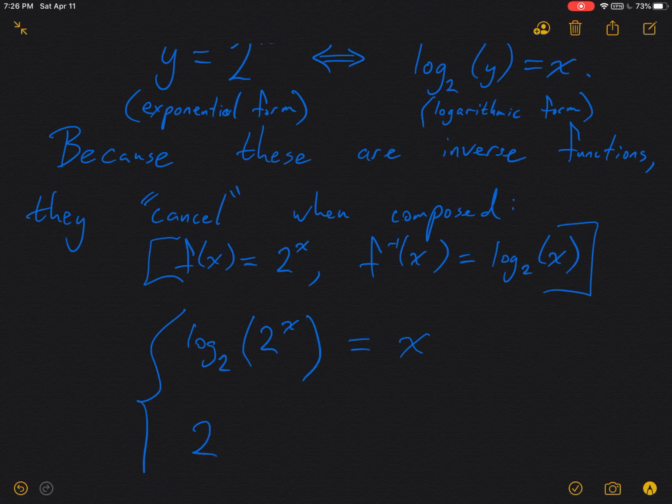And the same thing works whenever I compose in the other order. So if I have my function 2 to the x, and as my input I use its inverse function, log base 2 of x, notice that this log base 2 of x is in the exponent up here. So this is an exponent. But these again will cancel, and I'll be left with just x. So this is called the inverse property.